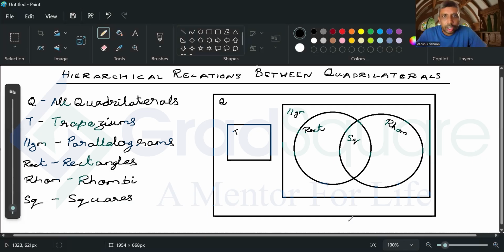So remember the relationship between the different types of quadrilaterals, and you will find that your skills to solve questions based on quadrilaterals improve. I hope this clarified a lot of your doubts about properties of the different special types of quadrilaterals and the interrelationship between them.